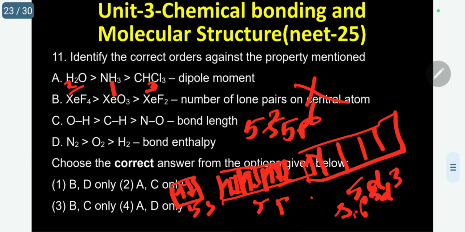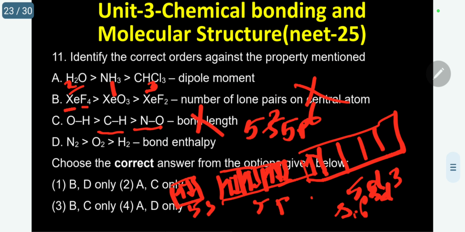So this is wrong. Now coming to the bond length: OH, CH, NO. Which is the correct order? When you compare OH and CH, NO, the order is not correct. Because when an electronegative atom is present, that hydrogen will come closer, whereas if it is less electronegative the length is more. So CH should be greater than OH. So this is also wrong.